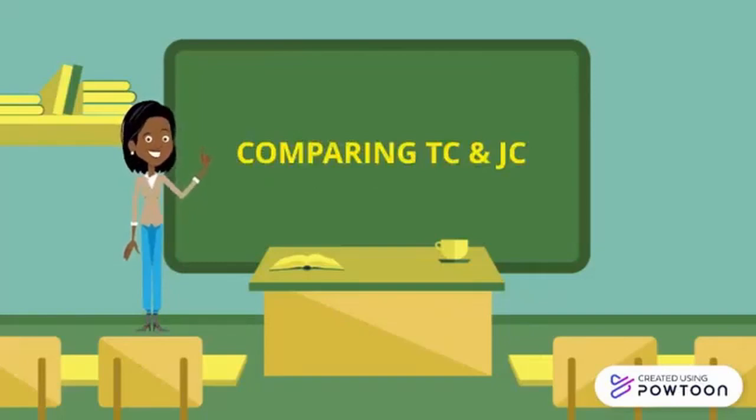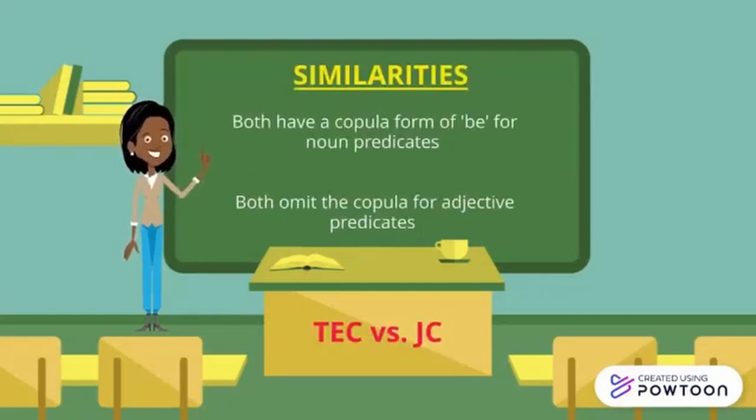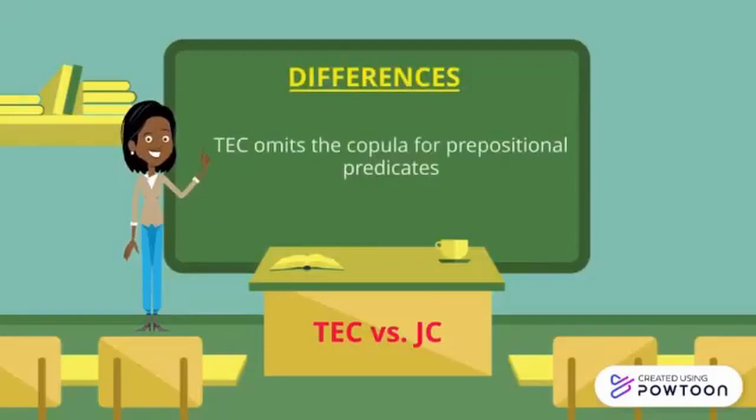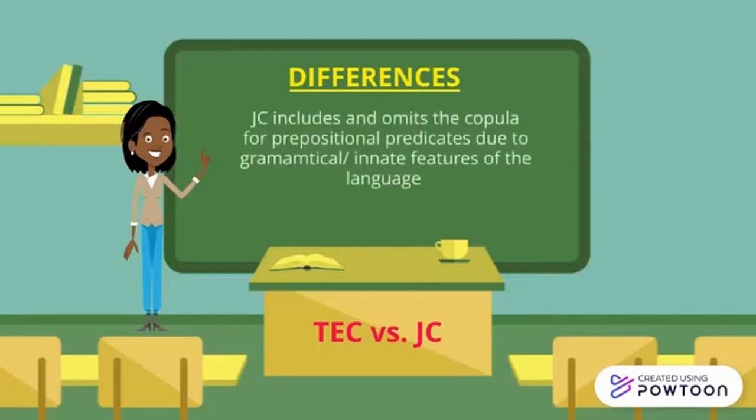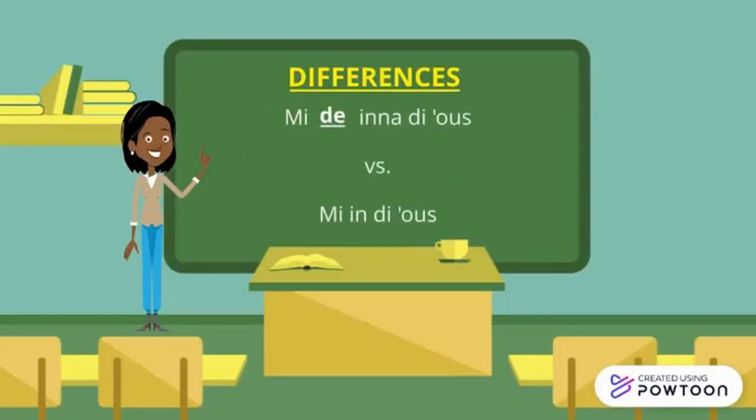But how do TEC and JC compare to each other? In both languages, the copula is present when a noun predicate is being used, and both languages have null copulas when an adjectival predicate is being used. However, TEC has a null copula when a prepositional predicate is present. JC, on the other hand, can either have the copula present or absent in the case of prepositional predicates. This absence or presence of the copula depends on the type of preposition that is being used.